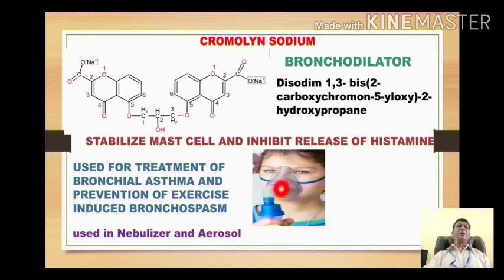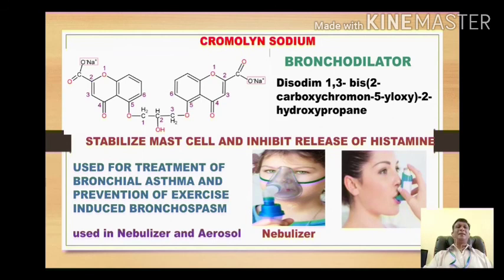This is the picture of a nebulizer which has to be kept like a mask on the nose, and this is the picture of an aerosol which has to be taken through the mouth.